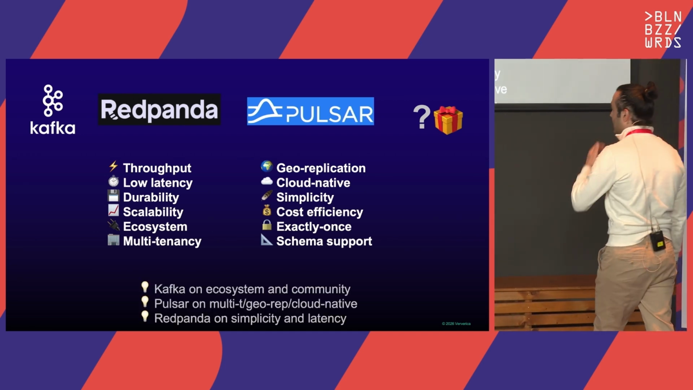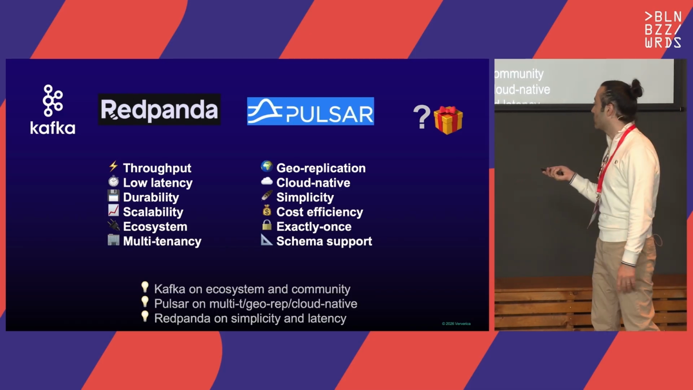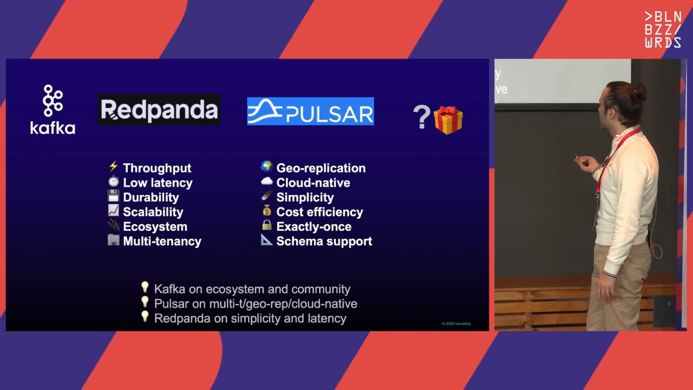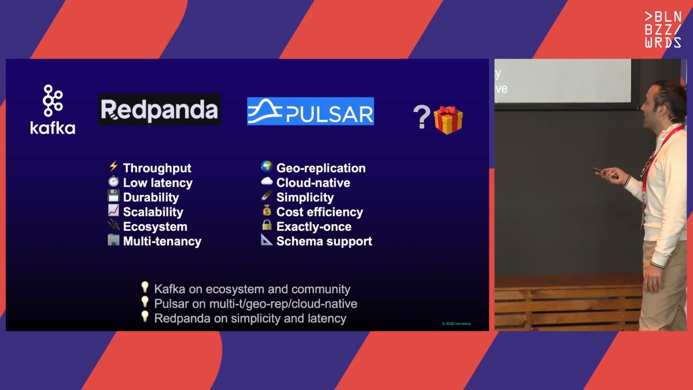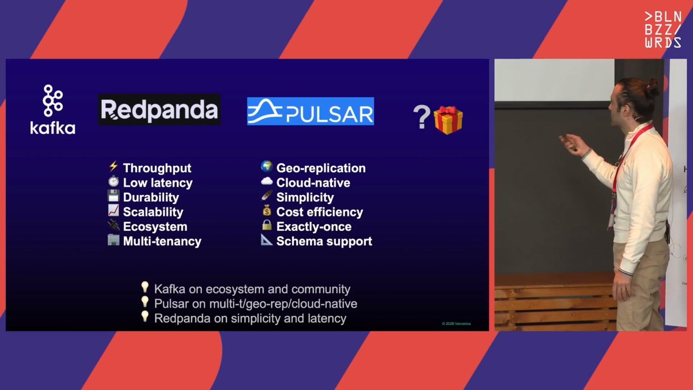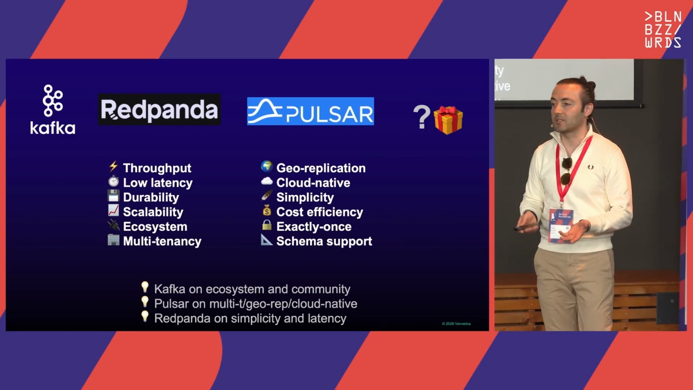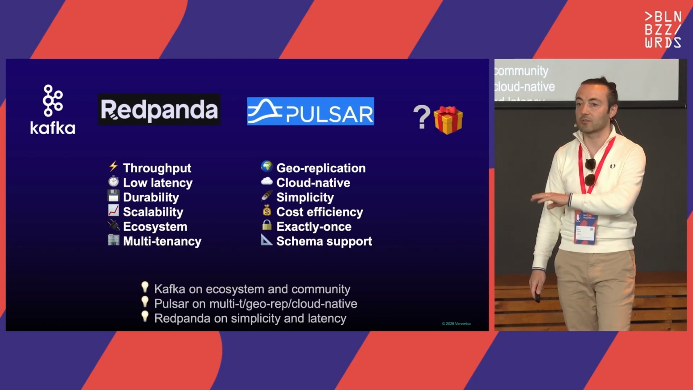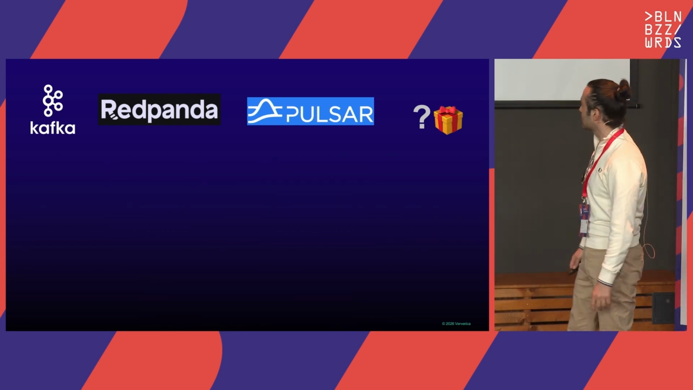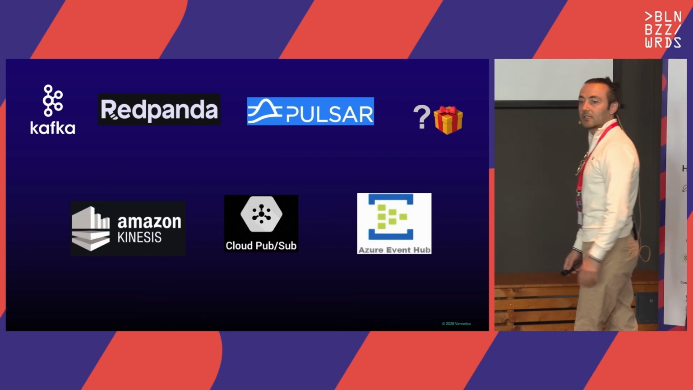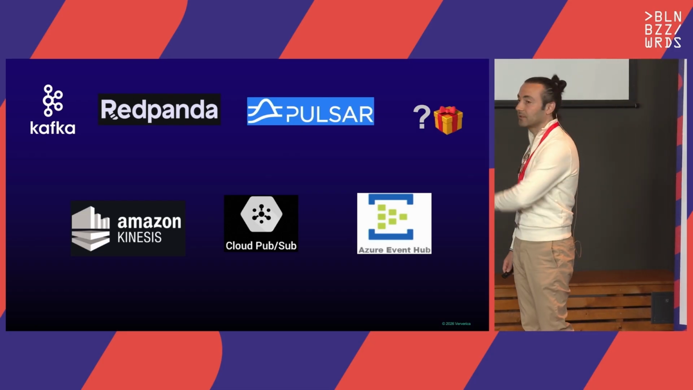So what I write here is that we are choosing Kafka for its ecosystem and community. It's a huge community, as you may know. Pulsar is built as a cloud native event streaming platform. It has multi-tenancy and geo-replication, all built in. And then Red Panda is simpler than Kafka. Kafka is a JVM-based event streaming platform. Red Panda is written in C++. So if your use case is really latency sensitive, you might go for that option as well. And these are some cloud vendor-based event streaming platform options like Amazon Kinesis, Google PubSub, and Azure Event Hub.